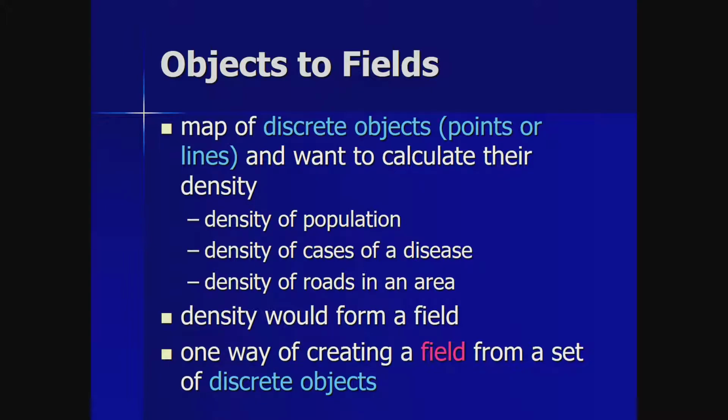We want to calculate their density. Here's some examples. Density of population, density of disease, density of roads in an area. Let's say that we're trying to come up with a model for where we'd most likely see a certain species of animal. We could create a road density map that would perhaps be the opposite of the probability of seeing this animal, because it doesn't want to live near roads. When it does come near a road, it usually gets run over or something. That's kind of sad, but, all right, so how is this done?